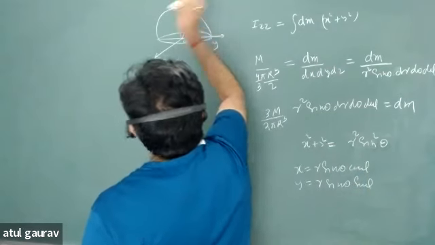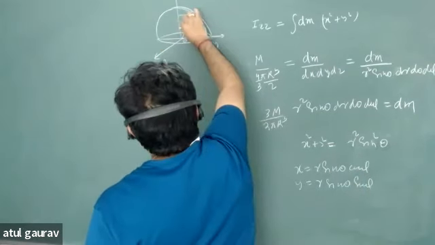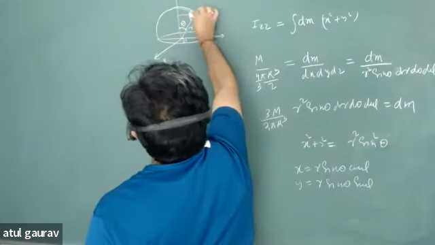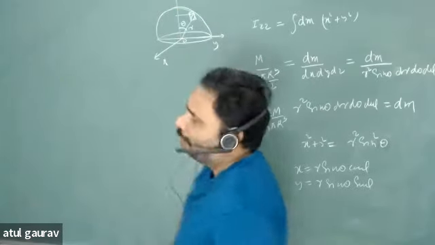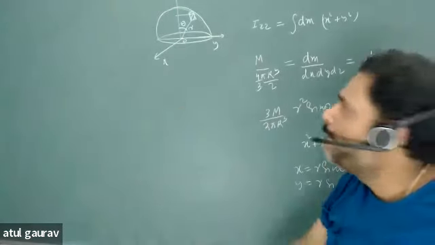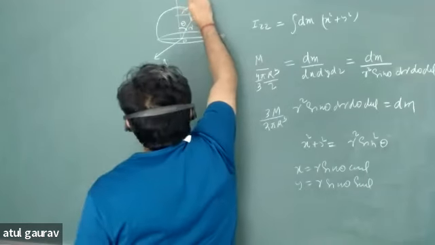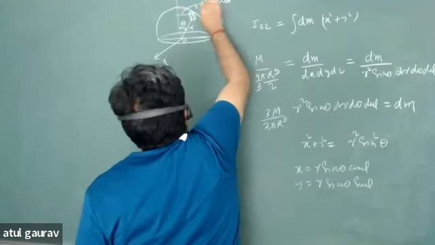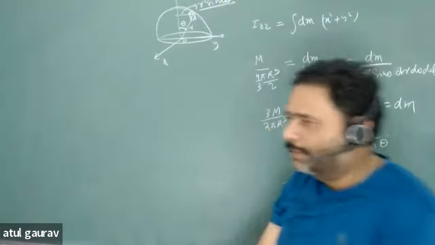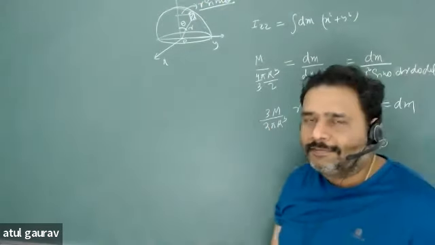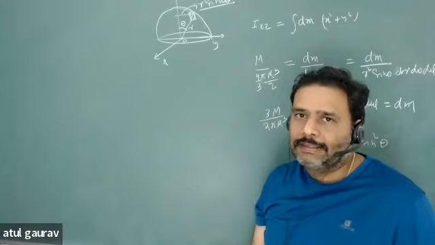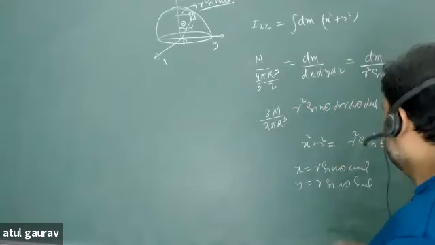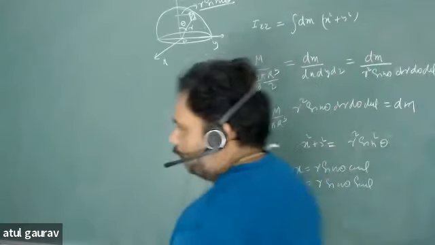Did you understand, sir? Yes, sir. This is your theta, so this is the perpendicular distance of this r, r sin theta. Yes sir. Right? Very good. So this is your r sin theta. This is the perpendicular distance. Right? Yes sir. Very good. So now you will just go for this.